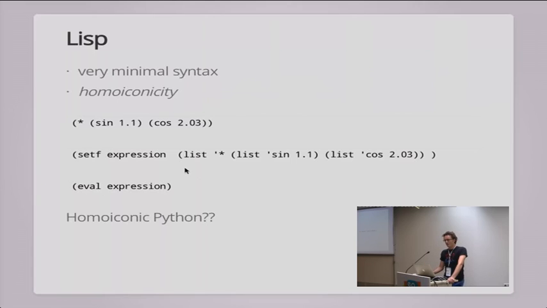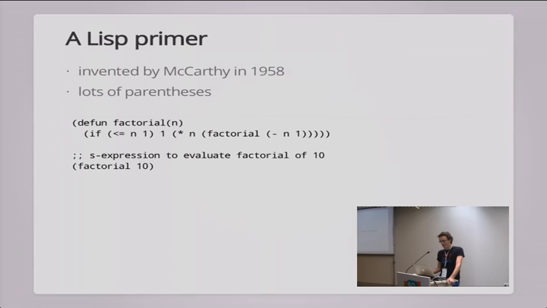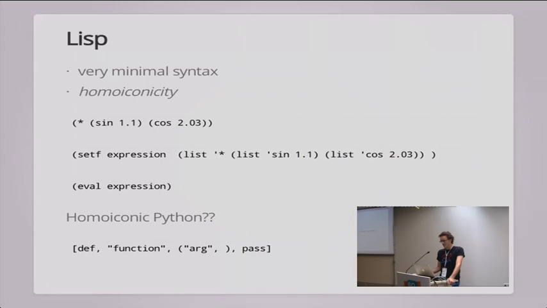To make it maybe more clear, how would Python look if it were homoiconic? I don't know if that makes sense, but suppose this is valid Python, a way to define a function. You create a list, and the first element of the list is def, then you have function, then you have arg, and then comma pass. So this is a list, and this is also how you define a function. It's not true, of course, but that's what it would look like if it was.